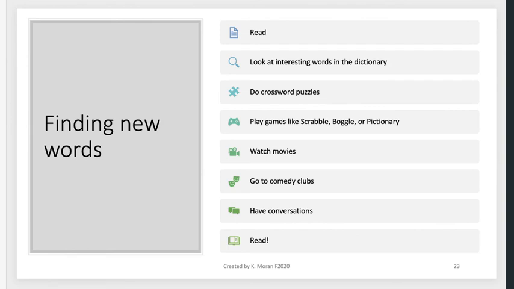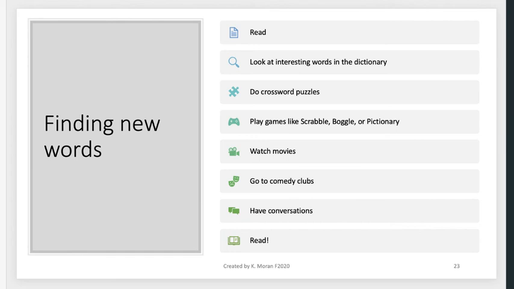Now, when we're finding new words, we find these through reading. You can also look up interesting words in the dictionary. Crossword puzzles can also expose you to new words, but be aware that crossword puzzles are also very, very culturally bound. So if you're not familiar with the culture, it may be more difficult to do crossword puzzles. Playing games like Scrabble or Boggle or Pictionary with native speakers will also help you learn new vocabulary, as will watching movies. Going to comedy clubs or even watching comedy videos will also help, because a lot of comedy videos use idioms and they use slang that is more up to date than a lot of your professors will use.